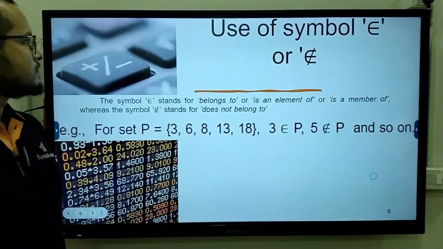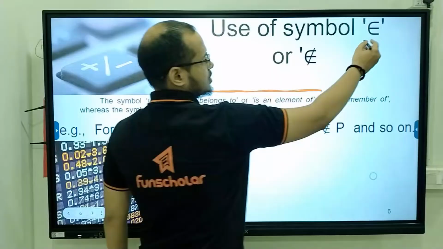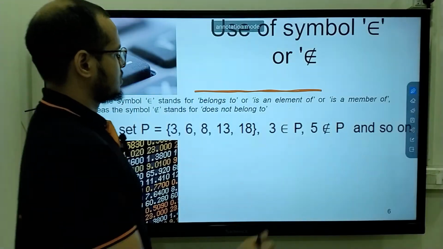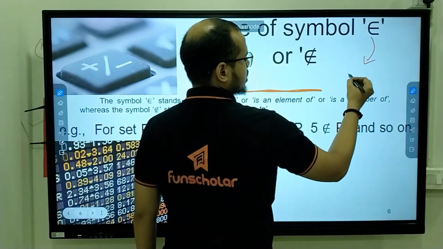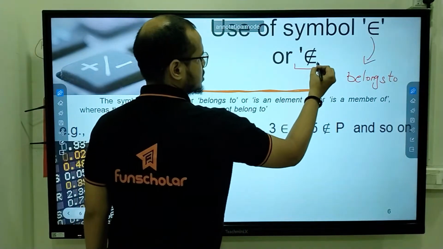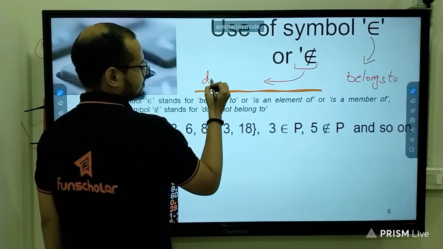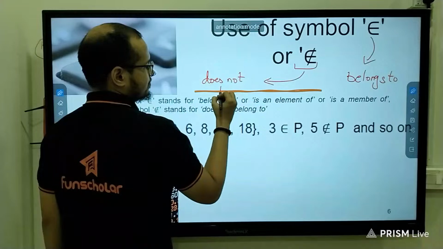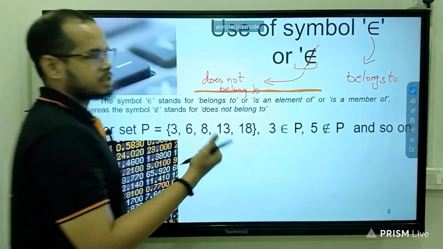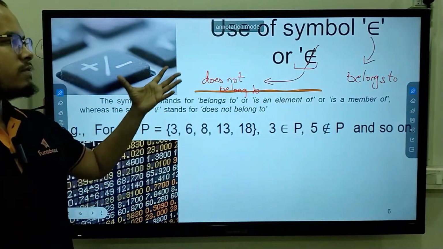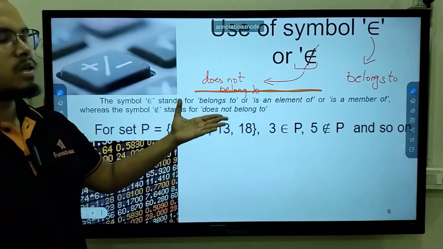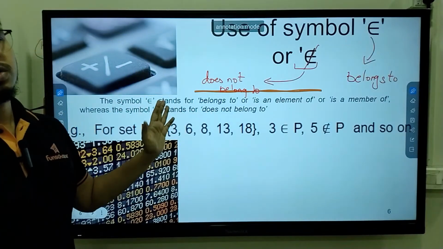Next. Now, what is this symbol known as? This symbol is known as belongs to. This symbol, epsilon, belongs to, and this one, with a slash cutting it, notifies does not belong to. So we can say this is E or epsilon, but we read this as belongs to, and epsilon with a slash as does not belong to.